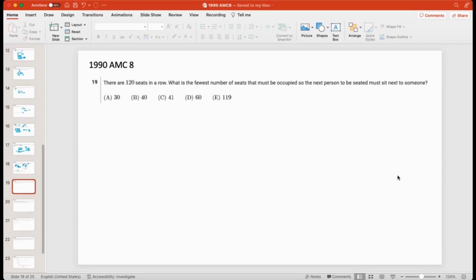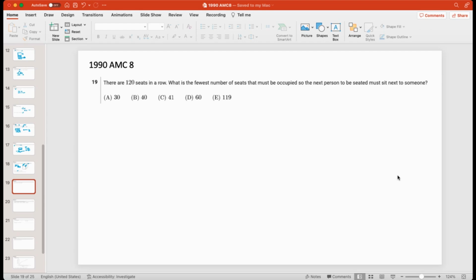Yeah, so we are going to continue 1990 AMC8 and we are going to tackle question number 19. There are 120 seats in a row. What is the fewest number of seats that must be occupied? So we want the least number of seats that must be occupied. The next person to be seated must sit next to somebody, right? So if a person is seated next, he should always sit next to somebody, and we should have the fewest number of seats to be occupied.